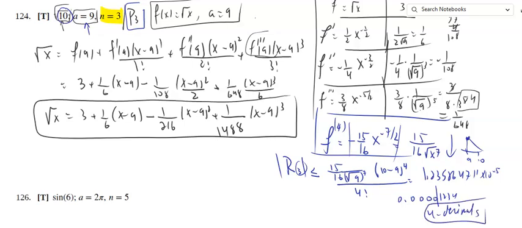What's accurate to 4 decimals? This. Now, let's evaluate the square root of 10, which is 3 plus 1 over 6, 10 minus 9 is 1, 1 over 216, 10 minus 9 is 1, 1 over 1488, 10 minus 9 is 1. My approximation, and let me show you really quick.